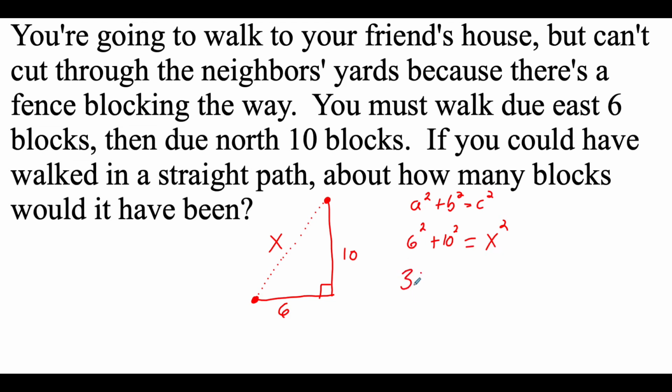6 squared is 36, 10 squared is 100, and that equals our x squared. Now if we add up the left-hand side, 36 plus 100 is 136, and that equals our x squared. But we don't want x squared, we want just x. So to get rid of this squared, we're going to square root both sides. Now on the right-hand side, the squared and the square root cancel each other out, so we just get x. On the left-hand side, this is an application problem, so I'm going to type this into my calculator to get a decimal approximation. If you square root 136, that's going to end up being about 11.66.